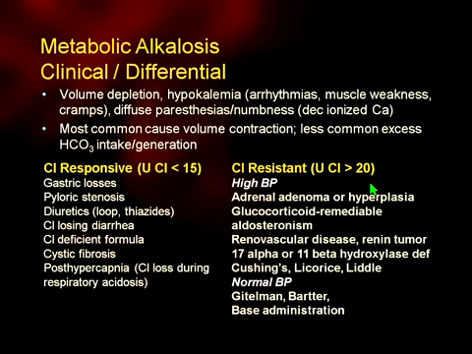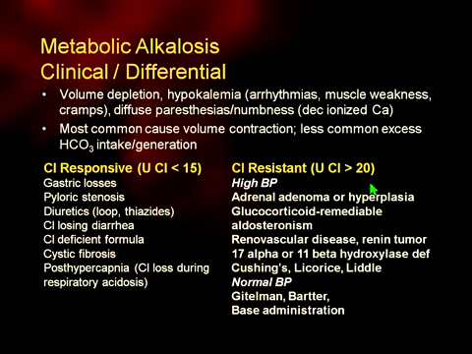Look, you get a bonus GI section in here. But they come in with hypokalemic metabolic alkalosis and volume depletion, and that's it. The other chloride-responsive causes: gastric losses, pyloric stenosis, diuretics, chloride-losing diarrhea. It's mostly GI stuff. They're losing the chloride or volume through their GI tract. Chloride-deficient formula, cystic fibrosis, and post-hypercapnic.